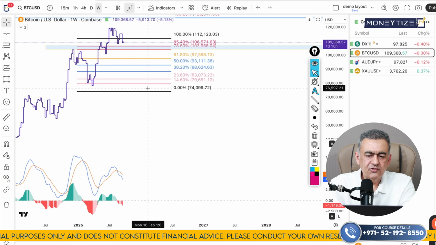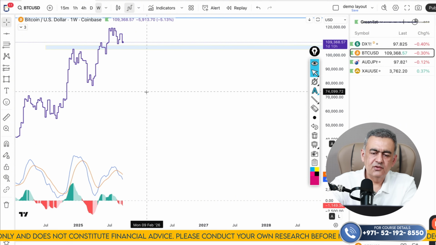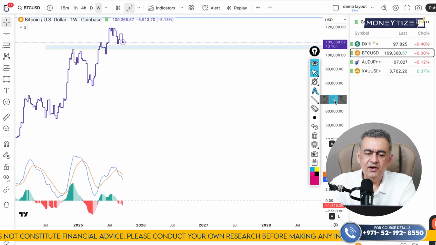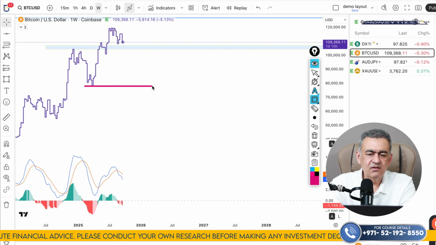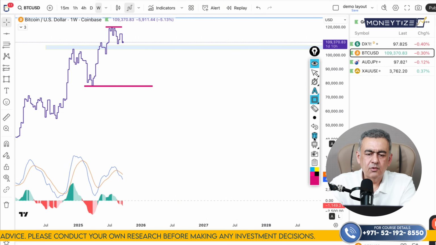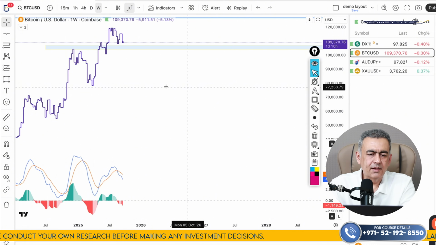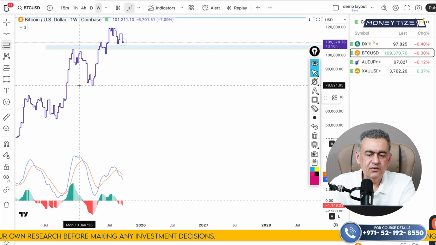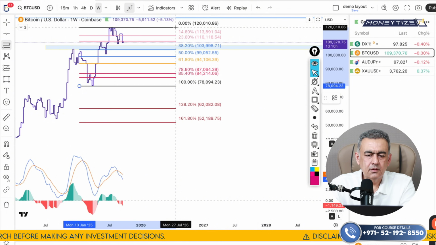So how do we measure correction? I just need to remove this measurement and I need to put fib retracement starting from the lowest of this leg to the highest. So I'm going to apply fib retracement one more time. Now I'll start from the lowest and I'll move to the highest.